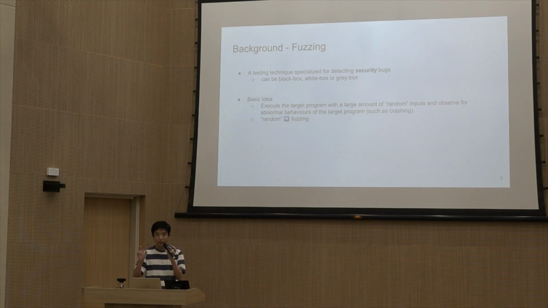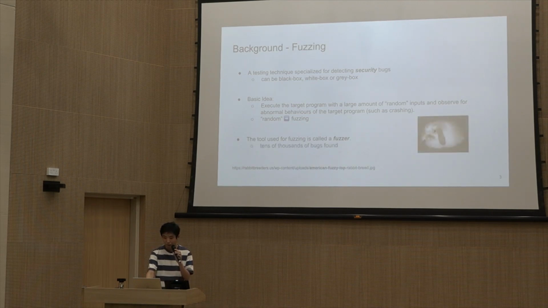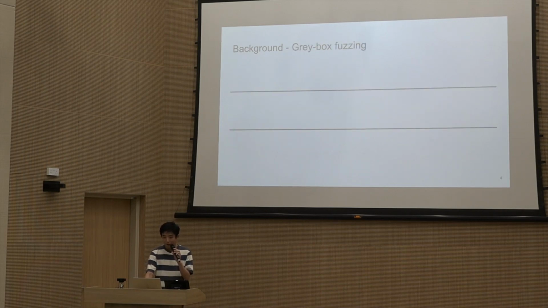Because the inputs are generated randomly, you can consider the inputs as fuzzy, so the technique is called fuzzing. The tool used for fuzzing is often called a fuzzer. American Fuzzy Lop is a very famous open source tool, and it's named after a rabbit. So now we know fuzzing is a dynamic testing technique for detecting bugs, and we need to execute the target program.